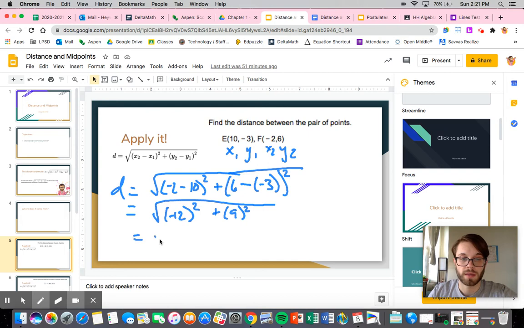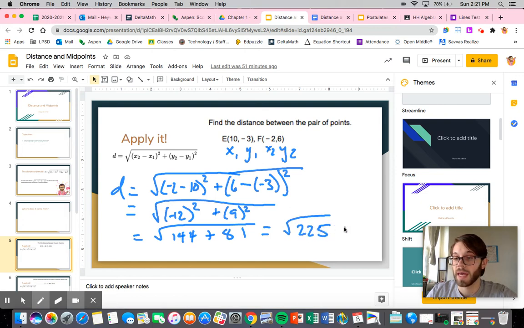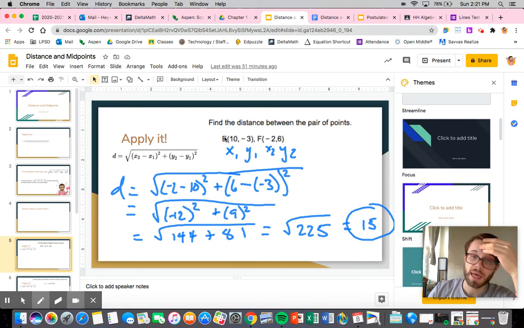Right? So I get the square root of negative 12 squared, which is 144. Remember, you're squaring the negative as well, so it's going to be positive. Plus 81, because 9 squared is 81. That's the square root of 225, and that is actually a perfect square. The square root of 225 is just 15. Okay? So the distance between E and F would be 15 units long.